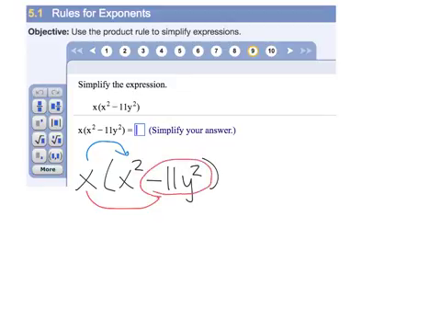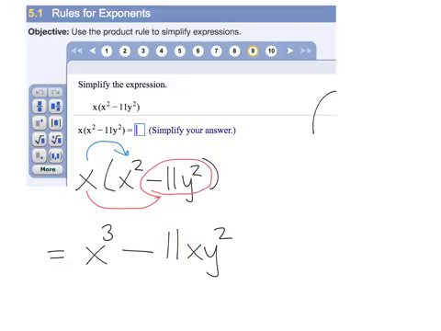negative 11y. So that first x times x squared, in your head, you should be able to see this is going to be x times x times x. So that's really x cubed. And then here you have minus, and then it's going to be x times this 11y squared, or we could say it's going to be negative 11xy squared. Now, how the heck did I get that? Because I kind of jumped around.